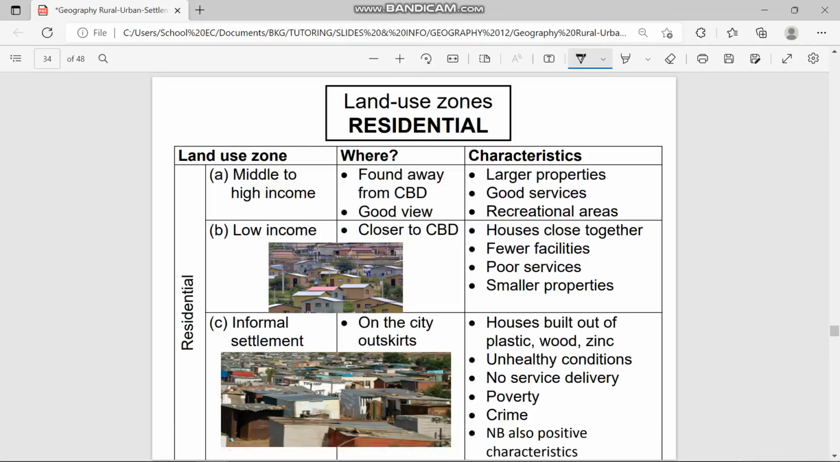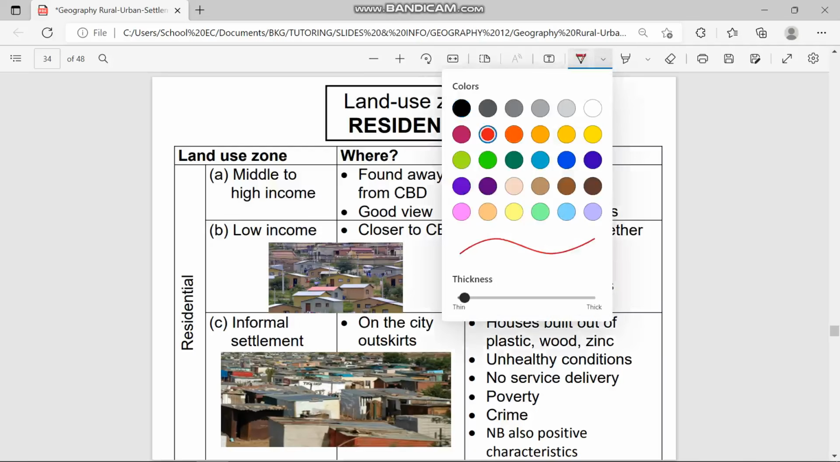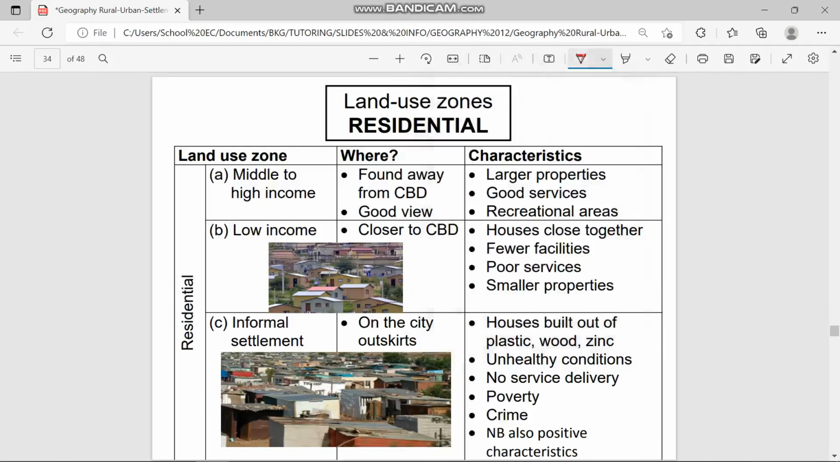Okay, let's move to land use zone, which is residential zone. Let me use red. A is middle to high income, B is low income, and C is informal settlements. These are the people who are getting paid better, and B, these are the people who are receiving low income. At least they can benefit some or afford some. Informal settlements, these are the poor people.